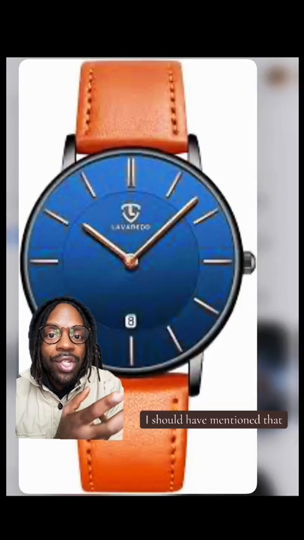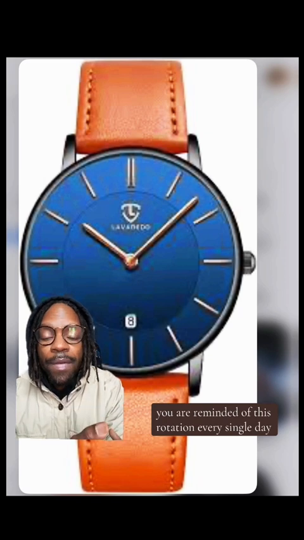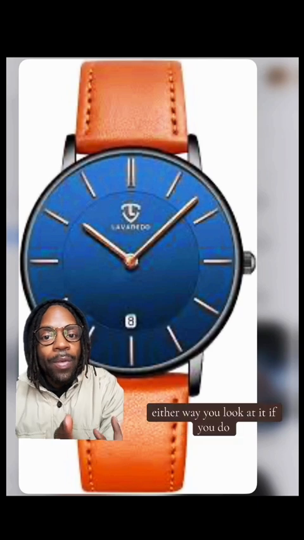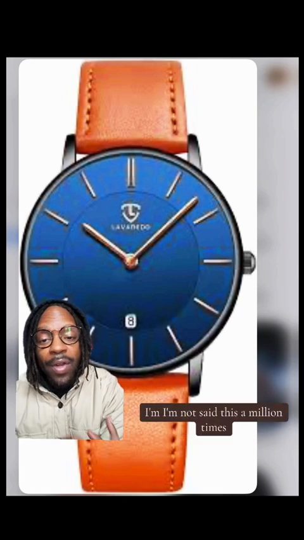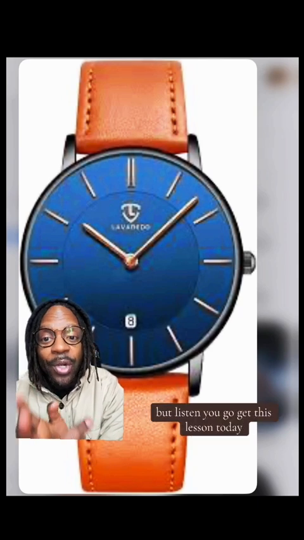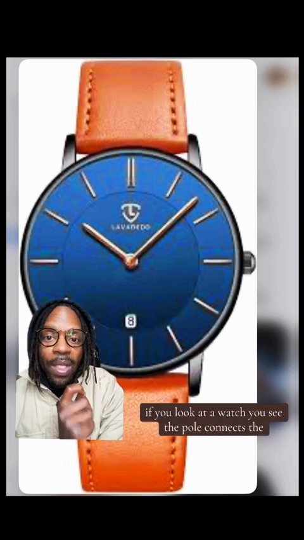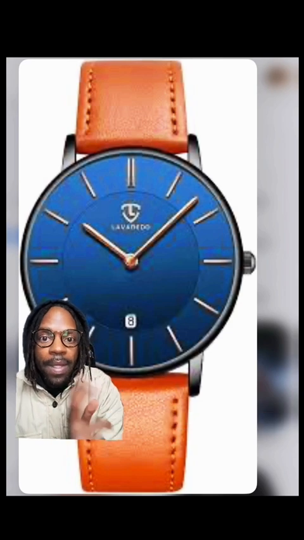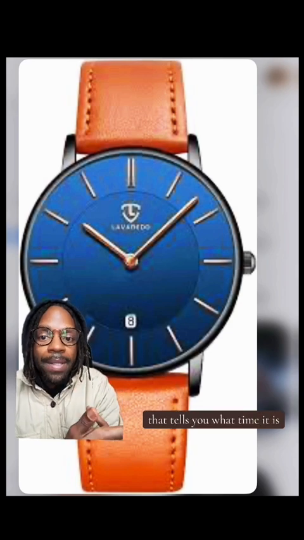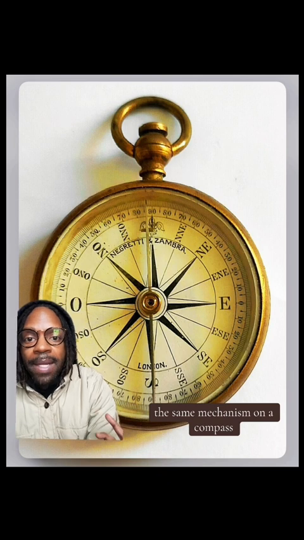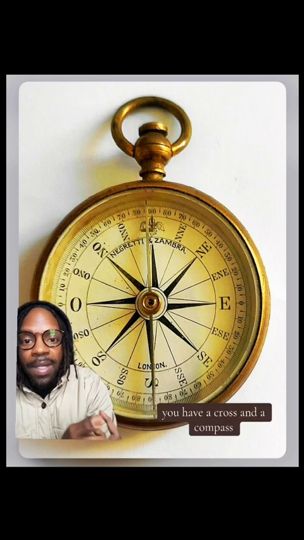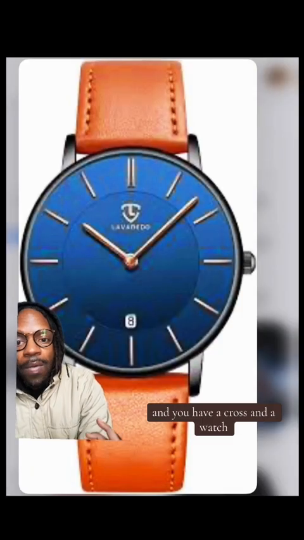I should have mentioned that you are reminded of this rotation every single day if you look at a clock or you look at a watch. But either way you look at it, I know I've said this a million times, but listen, you go get this lesson today. If you look at a watch, you see the pole connects the turning points, the dials, that tells you what time it is. The same mechanism on a compass, a pole in the center. You have a cross and a compass, and you have a cross and a watch.